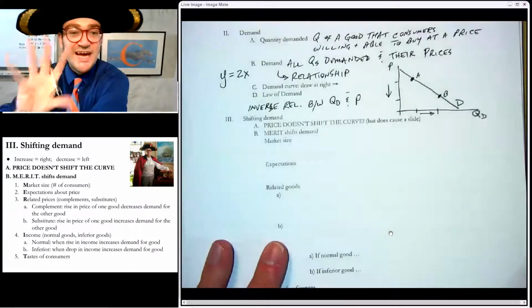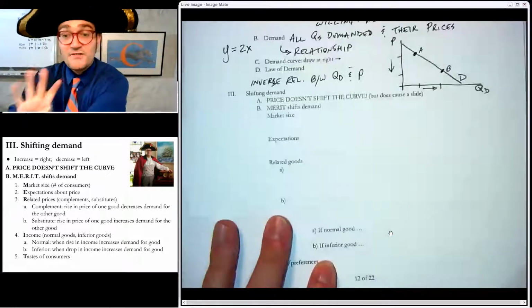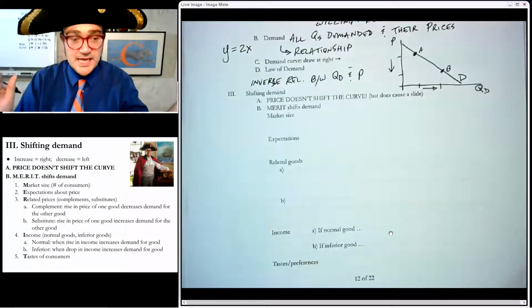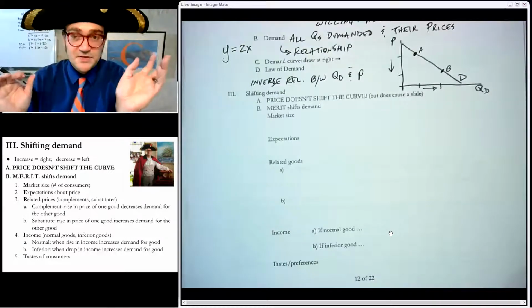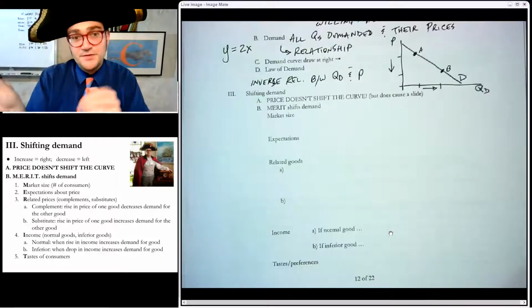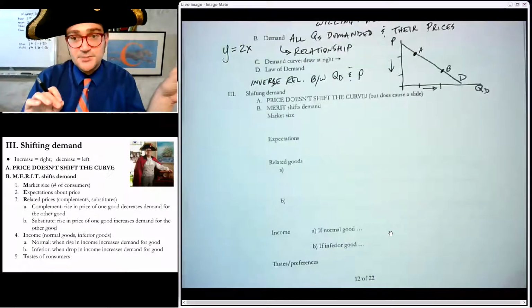Now, there are 5 shifters of demand. There are 5 things that would make the demand curve move to the right or move to the left. And when we say right and left in this class, we're saying increase and decrease. An increase is always going to be a shift to the right. A decrease is always going to be a shift to the left.